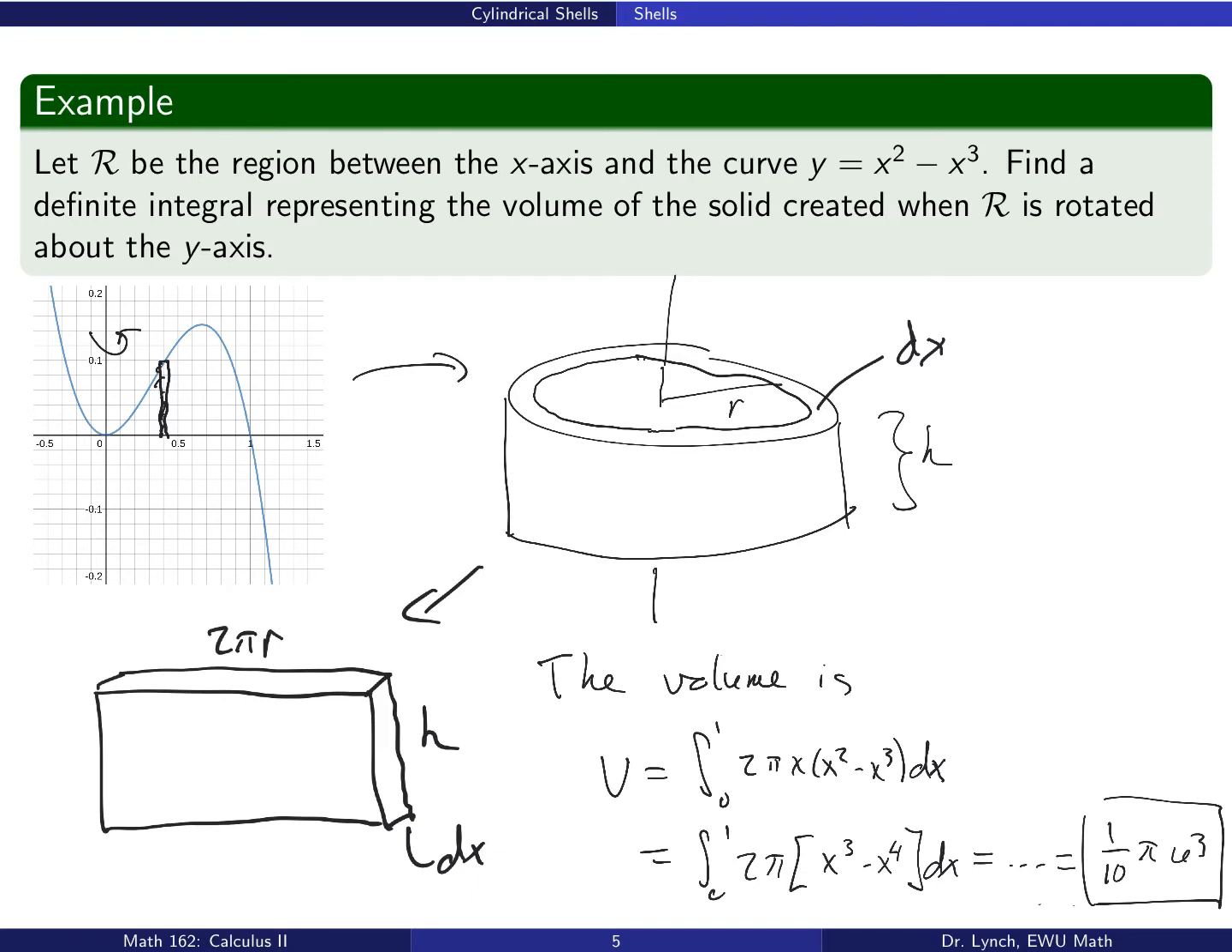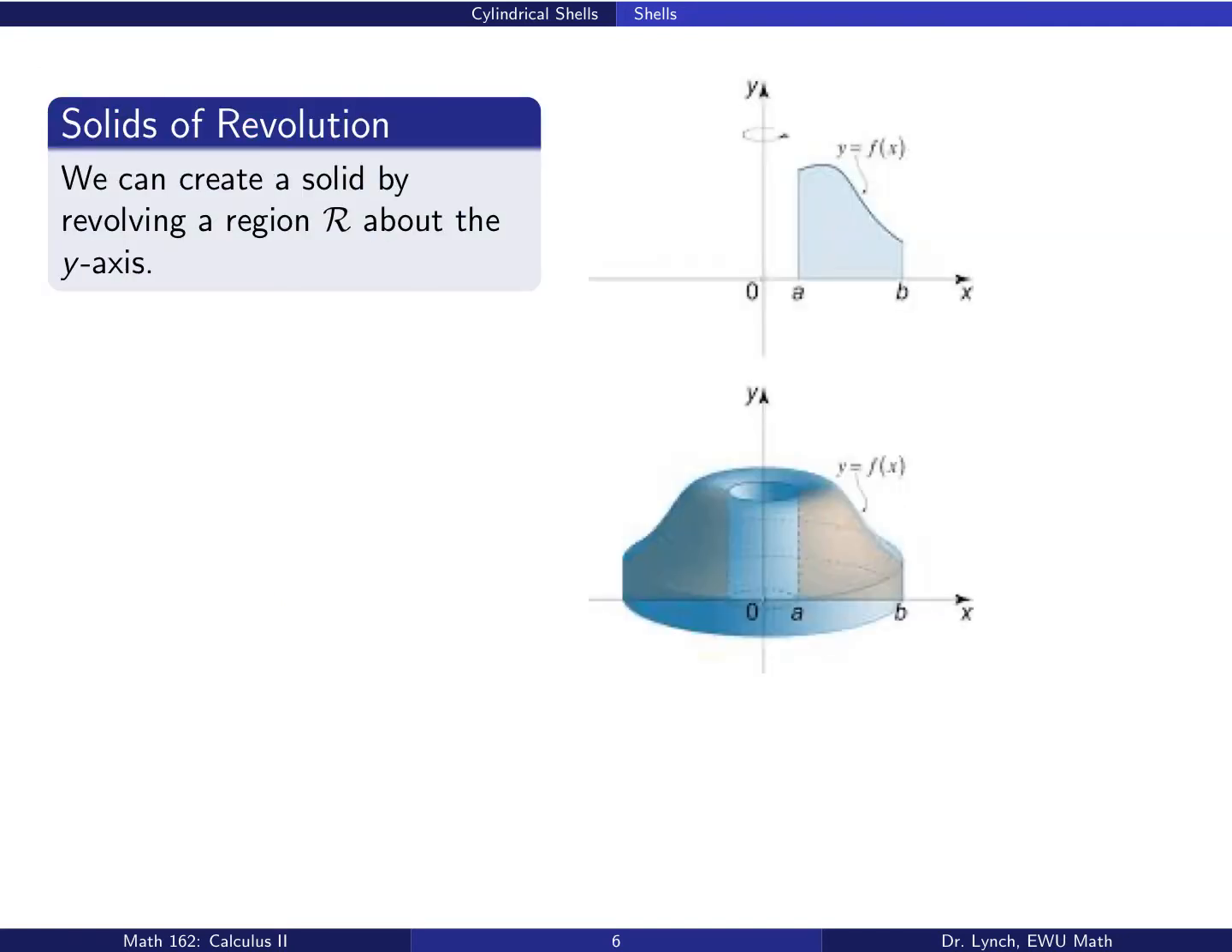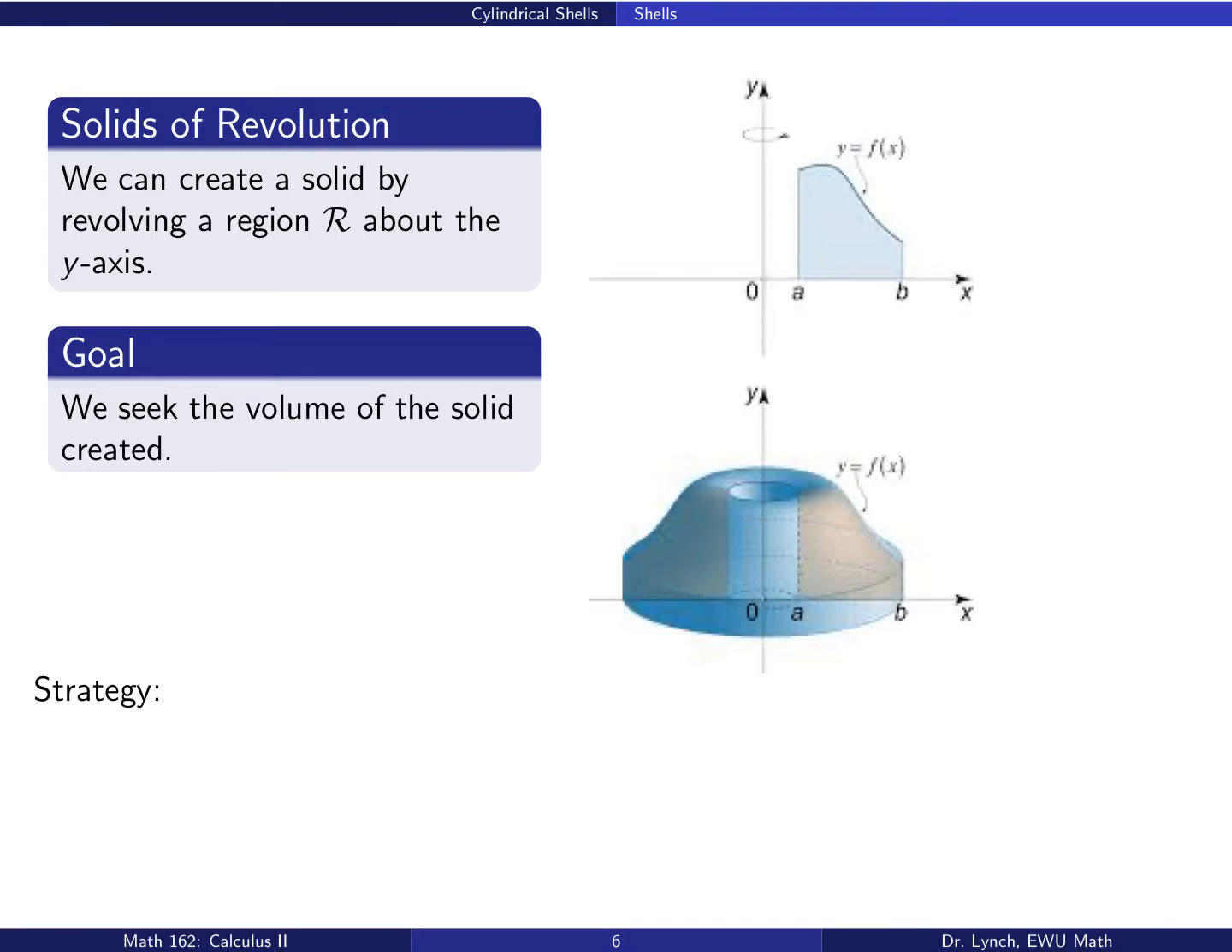Okay, just generalize this to revolving a region R bound between the curve 0, or the x-axis, and the curve f on the interval from A to B, about the y-axis in this case. So again, if we think about a slice, our strategy is going to be to find the volume of that slice and then use the definite integral to add up all of those little bits of volume.